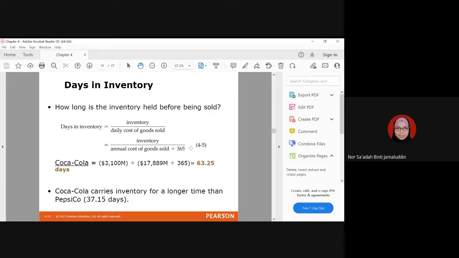So we use 365 days in a year. So we calculate and we get 63.25 days. Coca-Cola 63 days before their inventory is sold, but Pepsi 37 days. So Pepsi is much better compared to Coca-Cola because Coca-Cola carries inventory for a longer time than Pepsi. So lagi cepat keluar, lagi bagus, lagi baik lah. Okay. Lagi sikit duduk dalam firma, lagi bagus.